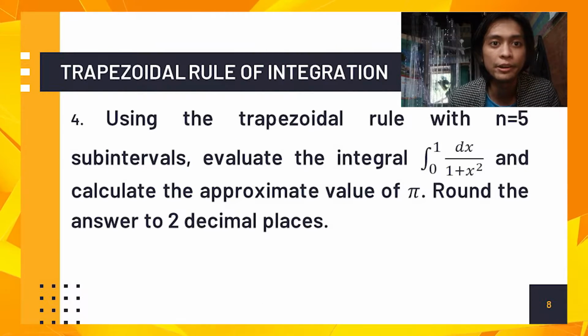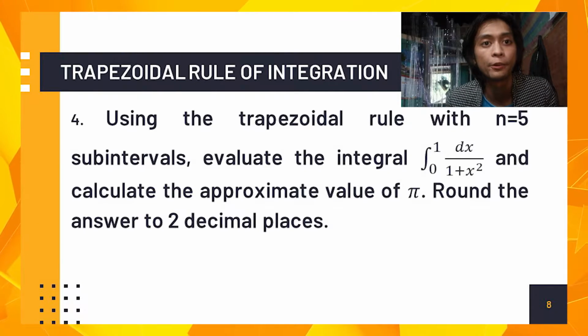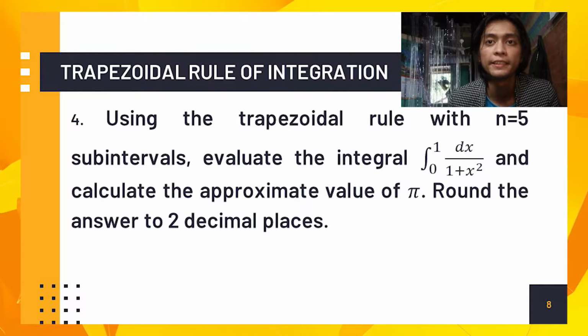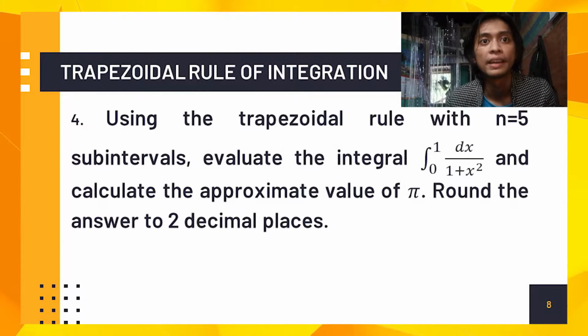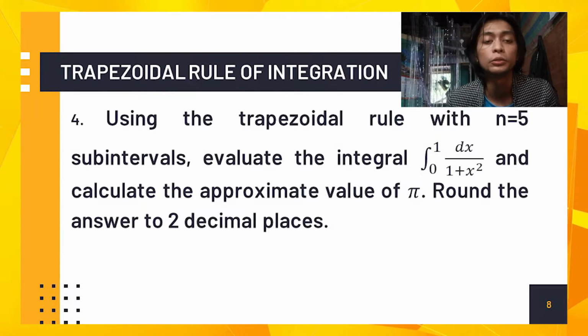Hi, this is Mohammad Maulad, and this is the continuation of trapezoidal rule of integration number 4. Using the trapezoidal rule with n equals 5 subintervals, evaluate the integral of dx over 1 plus x squared with upper and lower limits of 1 and 0, and calculate the approximate value of pi. Round the answer to 2 decimal places.